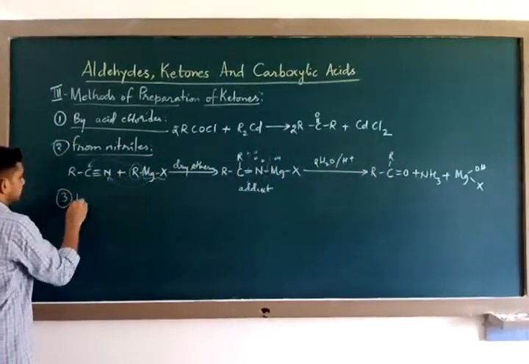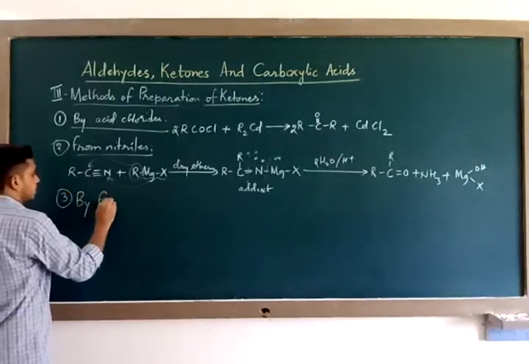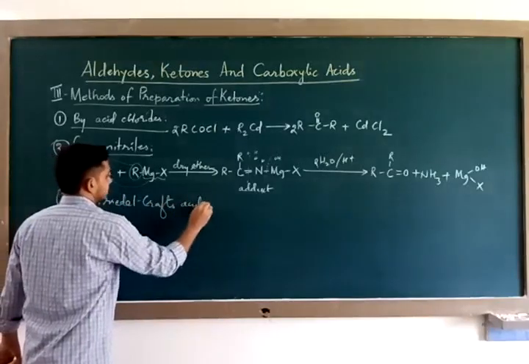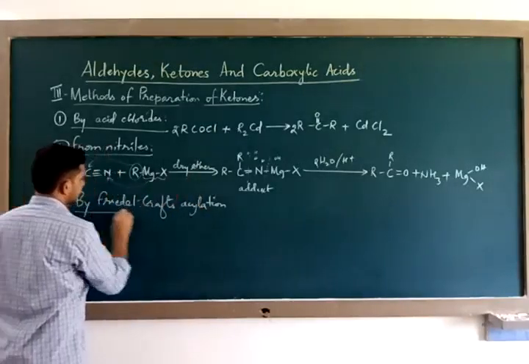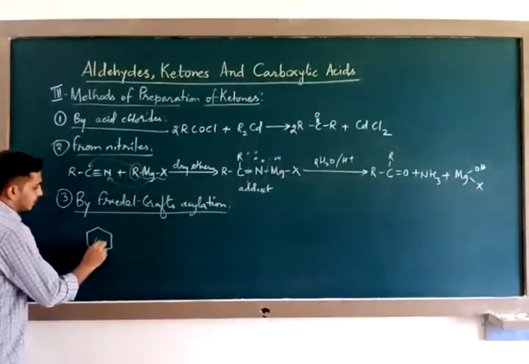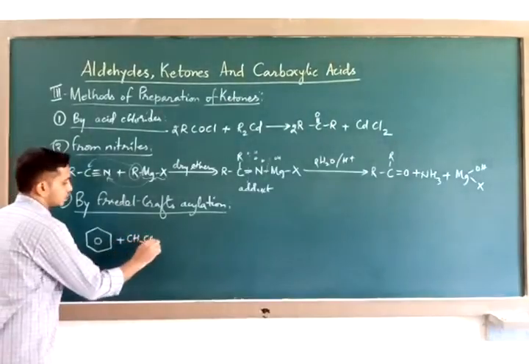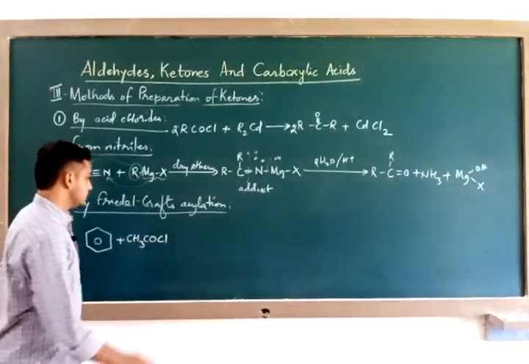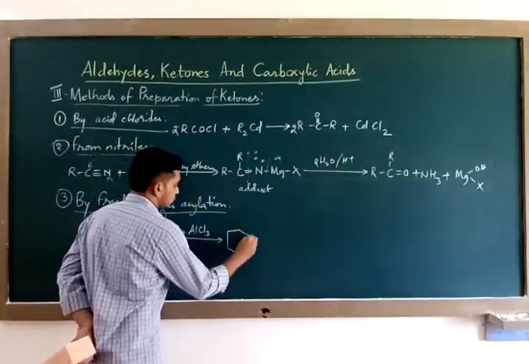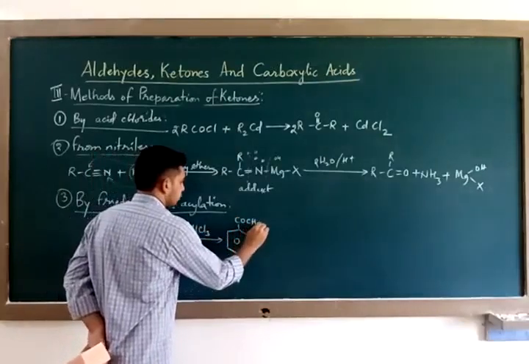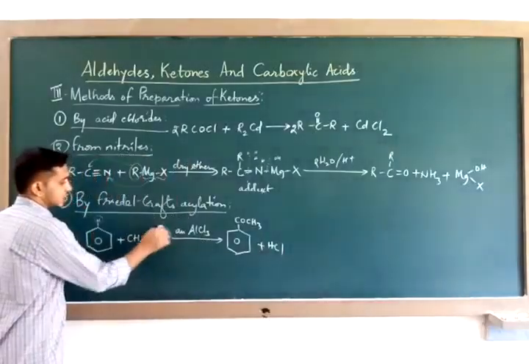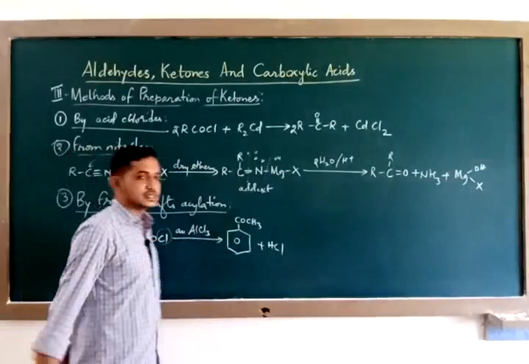Then the third method is by Friedel-Crafts acylation. In this method, you react benzene, subject it to acetylation by using acetyl chloride in the presence of anhydrous AlCl3. You will get acetophenone and HCl. Here is H, this H and Cl will go, the acetyl group will attach to benzene.